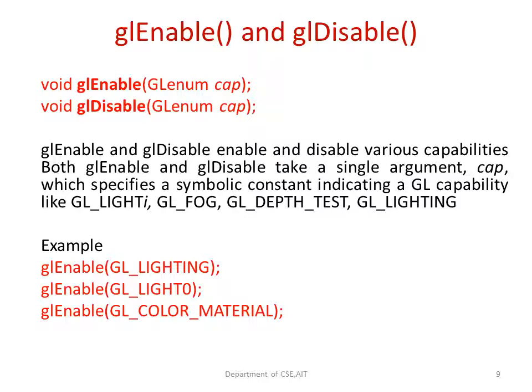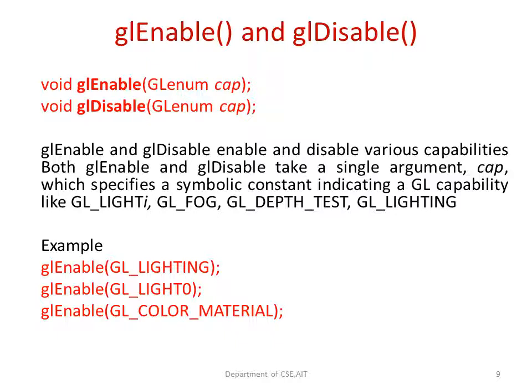So here we will be making use of the general form of the enable and the disable. We'll just make use of the parameter here which is called capabilities. So what is this capability? That can be given by an argument in the GL enable or the disable.